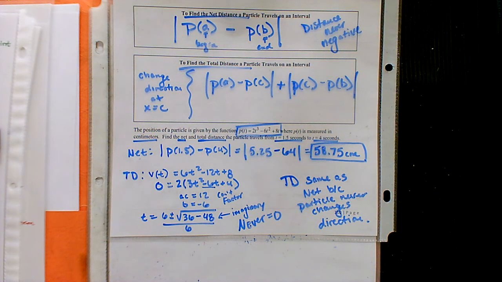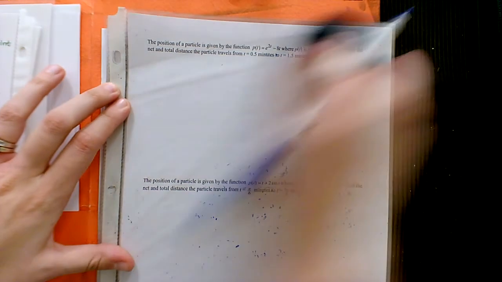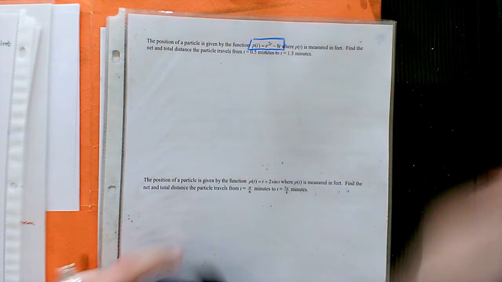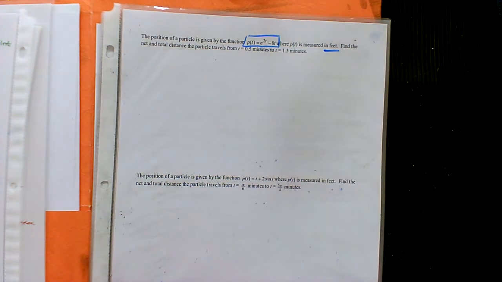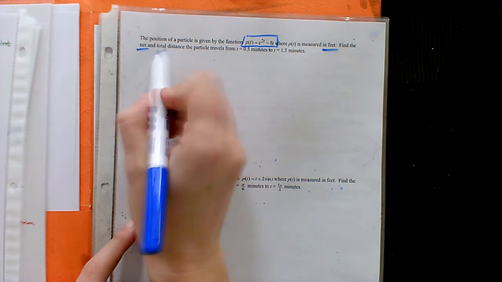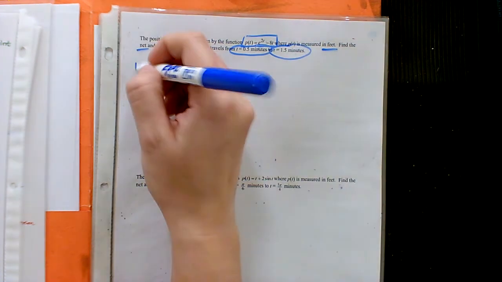Looks good. All right, nice. Let's try another one. The position of a particle is given by a function. All right, so we'll box it in. Units this time, feet. Find the net and total distance, so same type of question. We're going from 0.5 minutes to 1.5.